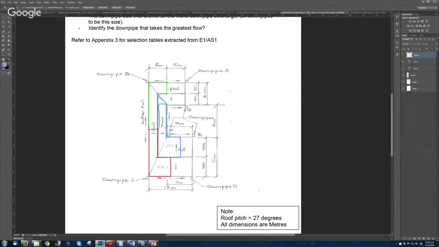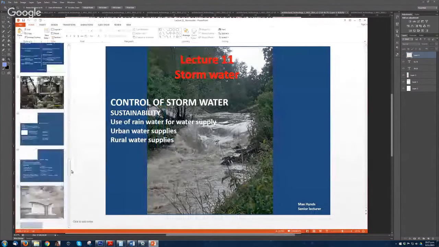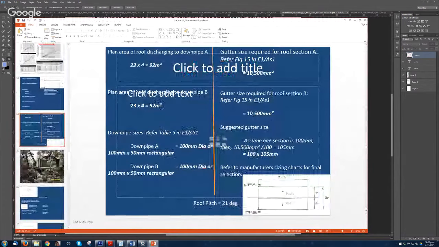Can you explain why you divided 8,000 by 100? Just like in the lecture, in his example, he was saying that you assume the cross section of the gutter is 100. That's what we got. Gutter size required for the roof in our case was 8,000. And suggested gutter size, assuming one section is 100 millimeters, then 8,000 divided by 100 will be equal to 80. Then you get 100 times 80. I think you've answered that question.